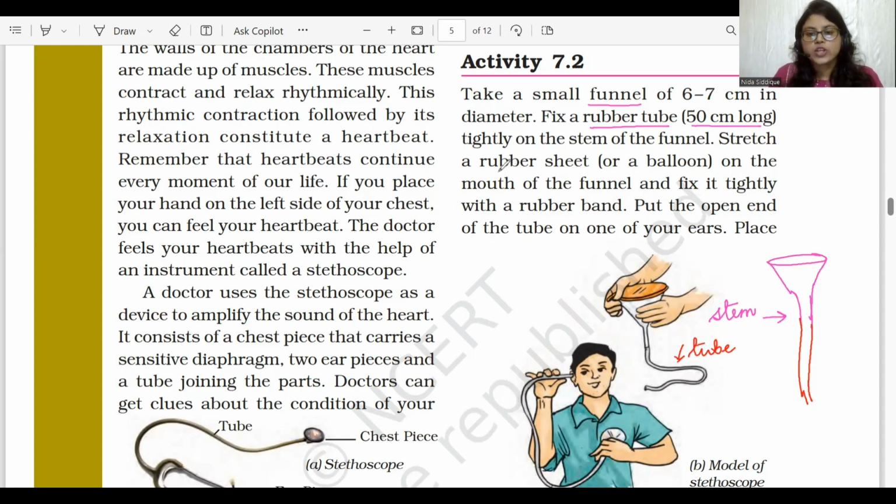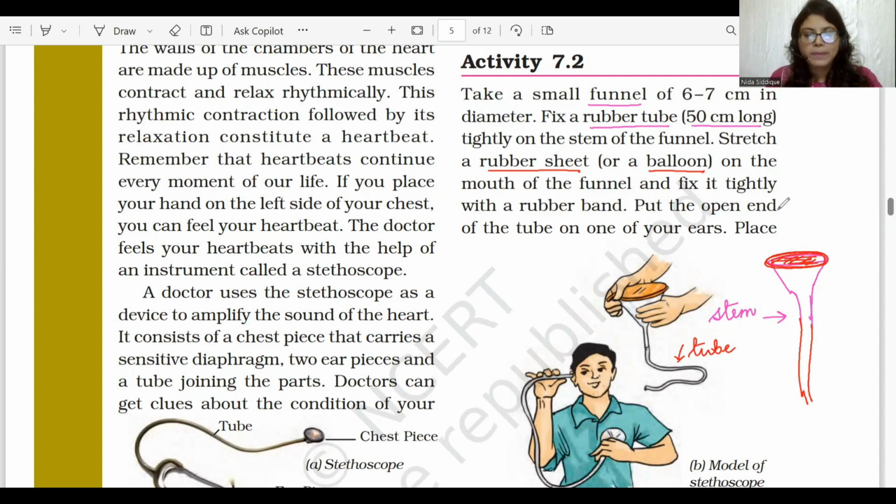Now we have to stretch a rubber sheet or a balloon on the mouth of the funnel. Okay, और ये जो funnel का mouth है उसके ऊपर एक balloon या rubber sheet fix कर देना है. And we have to make sure ये rubber sheet या balloon निकले नहीं. So we can fix this whole setup by using some rubber bands.